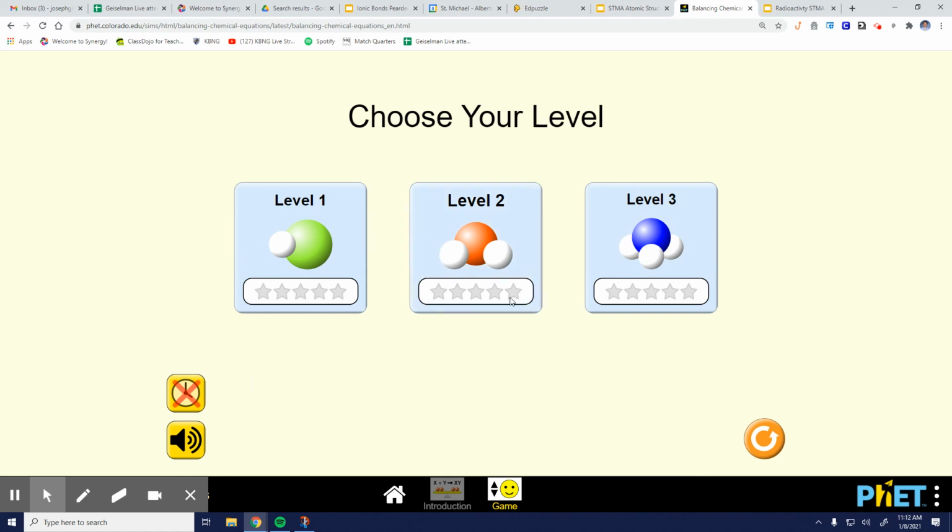You need to take a screenshot of this page with all 3 levels having 5 stars, meaning you got 15 of them correct.